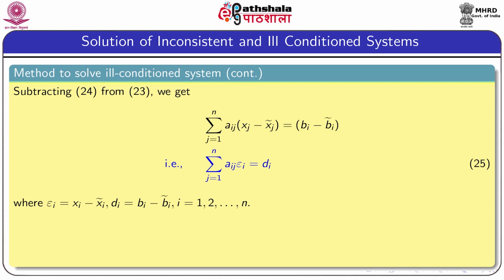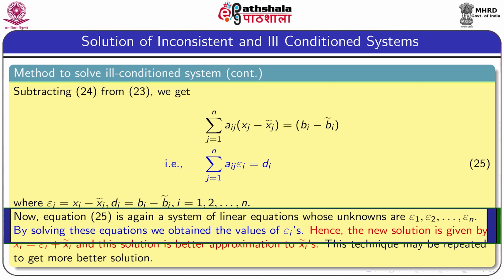That is, this equation can be written as summation over j equal to 1 to n of aij epsilon j equal to di, where epsilon i equal to xi minus xi tilde represents the error, and di is the difference between the right hand vectors bi and bi tilde, and this is true for all i equal to 1 to n. Now equation 25 is again a system of linear equations whose unknowns are epsilon 1, epsilon 2 up to epsilon n.